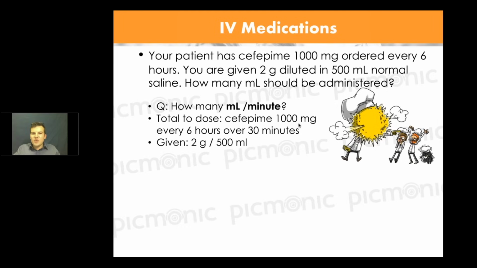Shantae, we'll get to yours, which is right here. So here's an IV medication. This one's a difficult one. Your patient has a cefepime, 1,000 milligrams, ordered every 6 hours. You're given 2 grams diluted in 500 mLs of normal saline. How many mLs should be administered?